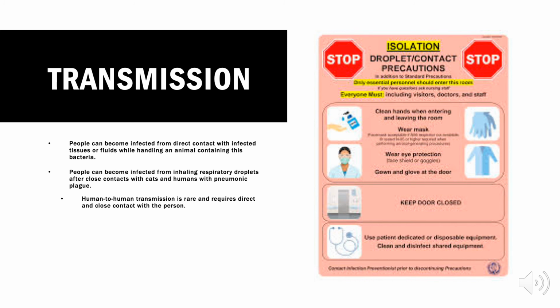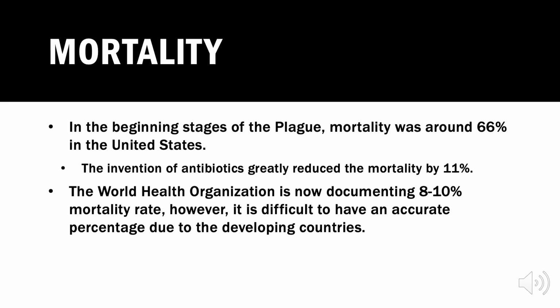So these people can become infected simply by inhaling droplets, but the human to human transmission rate is really rare, because you're really not gonna be having that direct close contact. So the mortality rate in the past was around 66% in the United States, but even before that, the mortality rate was basically guaranteed for people, especially in the Middle Ages. Now, because of antibiotics, we've reduced it to 8 to 10% as documented by the World Health Organization.